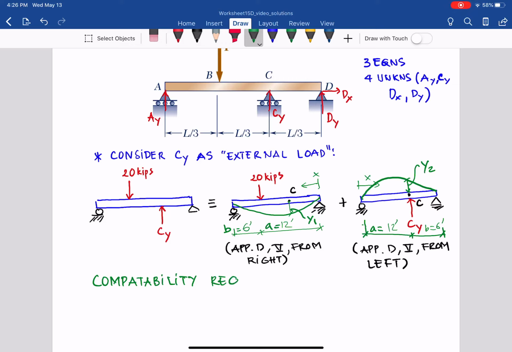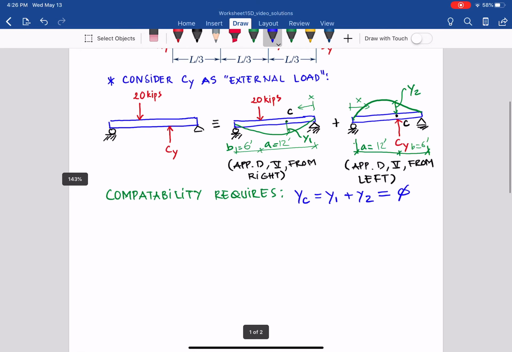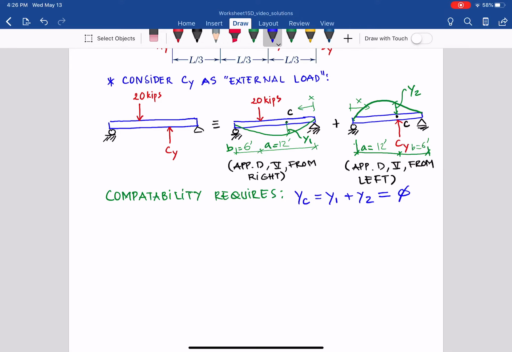Require what? Y_C total equals Y1 plus Y2 and equals 0, because that is the roller at C. Roller at C, no deflection at C. So that is Y1 plus Y2 equals 0. So now we can go back to the appendix and write down the equation.